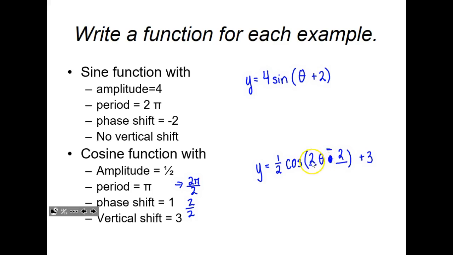Okay, this is a 2. Let me rewrite that since I messed it up. It's 1/2 cosine of 2 theta minus 2 plus 3.